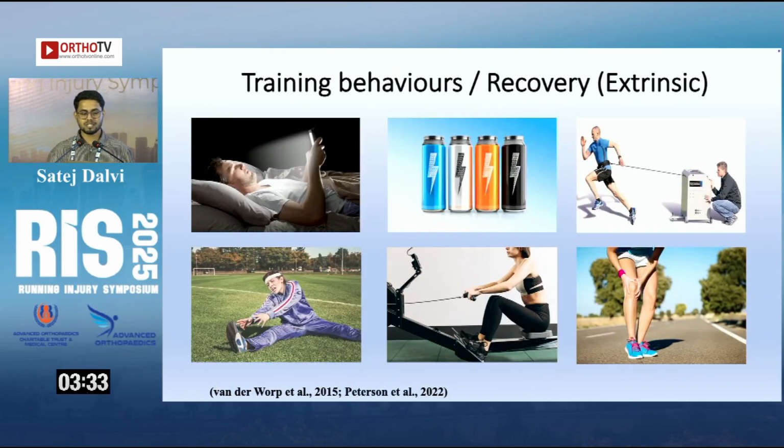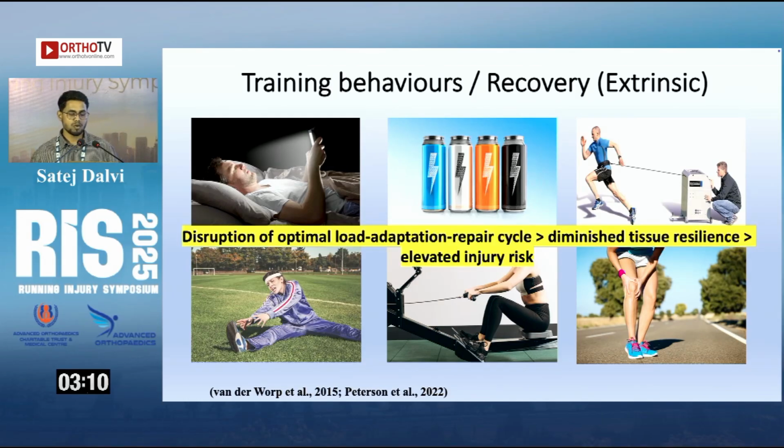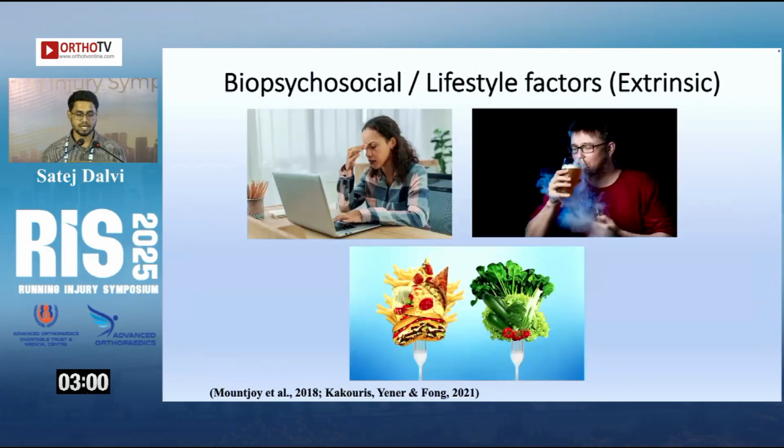Poor training behaviors: poor sleep hygiene, poor hydration strategies, changing training strategies mid-season, poor warm-ups, an inability to integrate cross-training into your regime, working on your strength off the road rather than just building up mileage, and ignoring the early signs of pain and early niggles. What it basically does is disrupt the optimal load adaptation cycles and diminish your tissue resilience, and hence puts you at elevated injury risk.